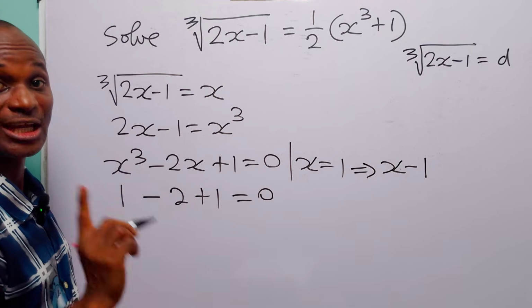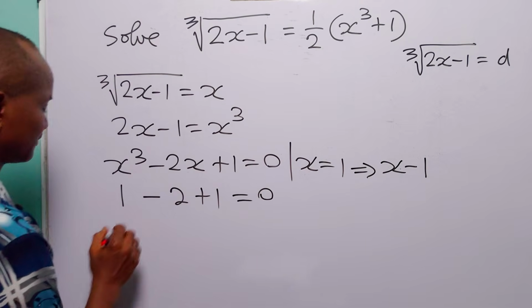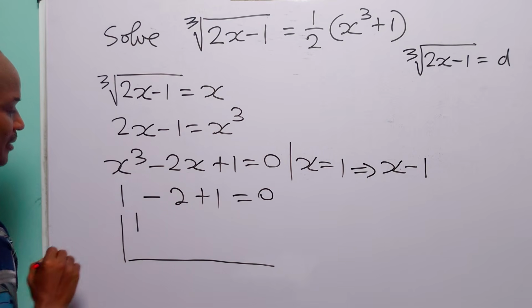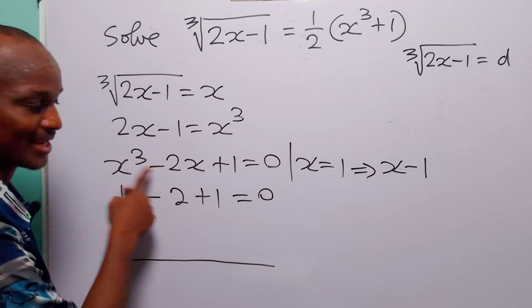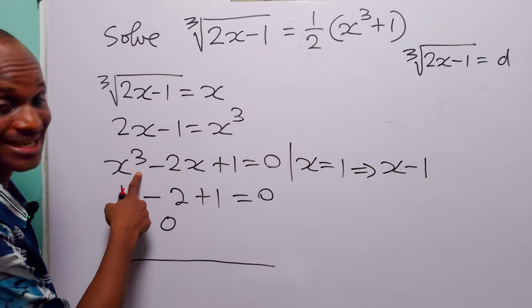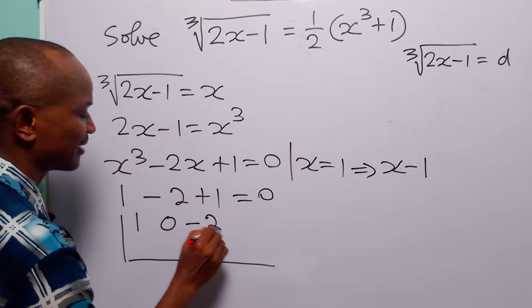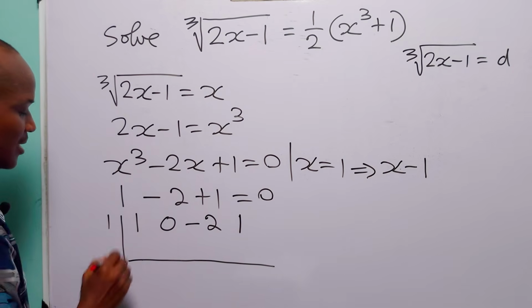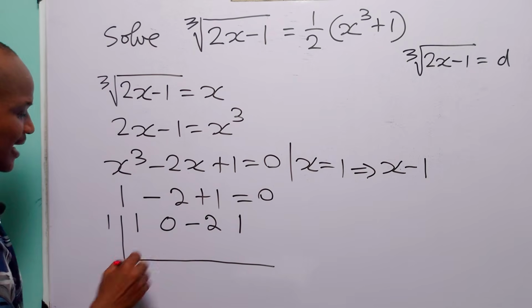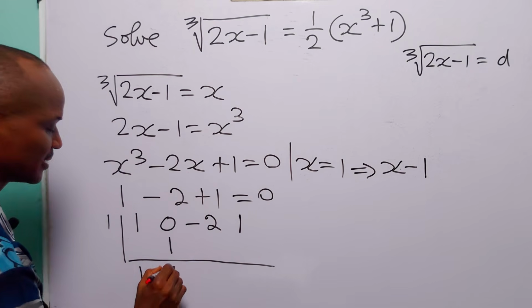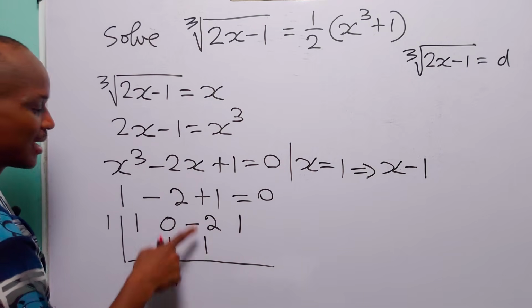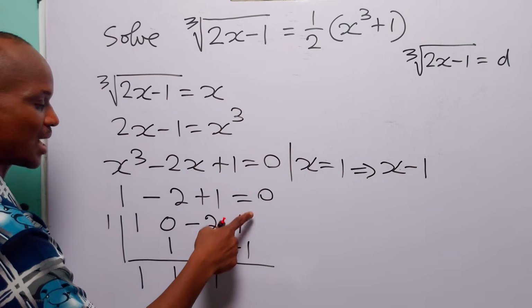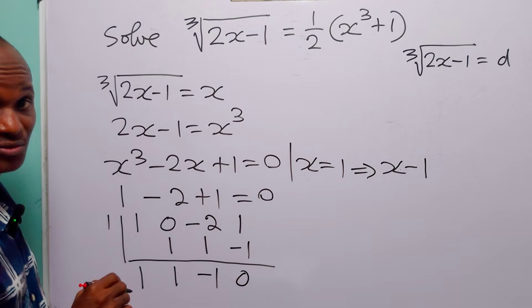So we can factorize using the synthetic division method. The coefficient of x^3 is 1. The coefficient of x^2 is 0 because there is no term in x^2. The coefficient of x is minus 2, and of course the constant term is 1, and we are dividing by 1. We bring down 1. 1 times 1 is 1. 0 plus 1 is 1. 1 times 1 is 1. Minus 2 plus 1 is minus 1. 1 times minus 1 is minus 1. 1 minus 1 is equal to 0.